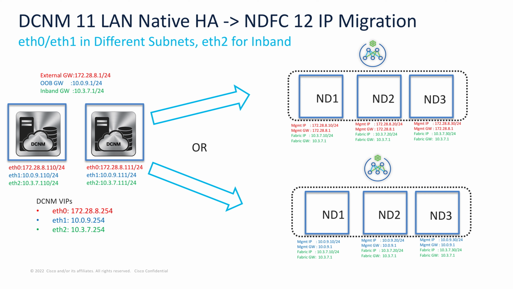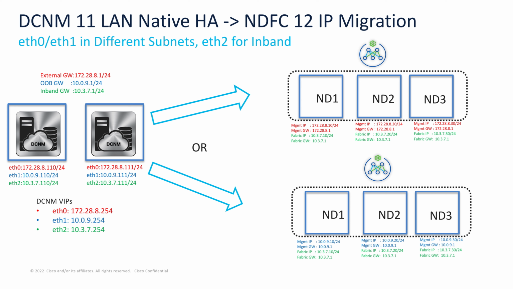In this case, on the left, what we have is two DCNM nodes that we're using for HA, which is active backup, and you're going to migrate to an active cluster with ND. The very first scenario is ETH0 and ETH1 in different subnets, and ETH2 is being used as well. So you have the red, blue, and green.